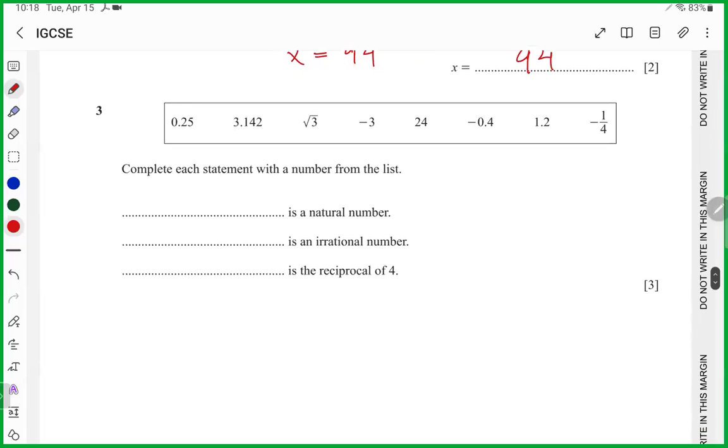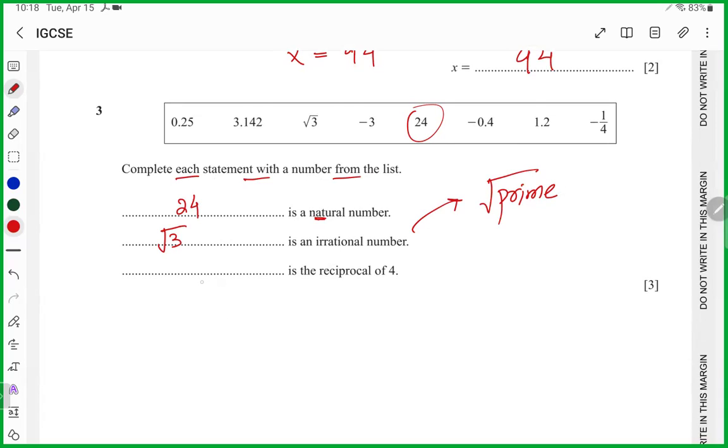In question number 3, these are the values. Complete each statement with a number from the list. Natural number, so you can take any natural number from here. 24 is the natural number here. Irrational number, square root of 3. Remember, the square root of any prime number is an irrational number, so it's going to be root 3.